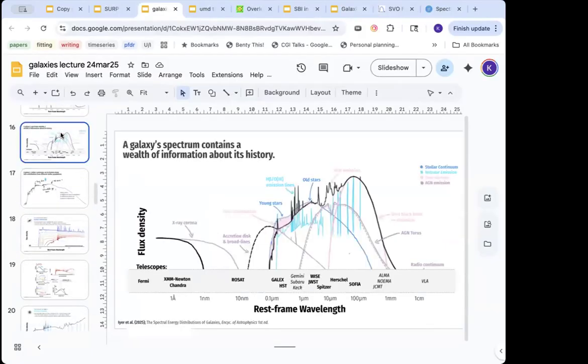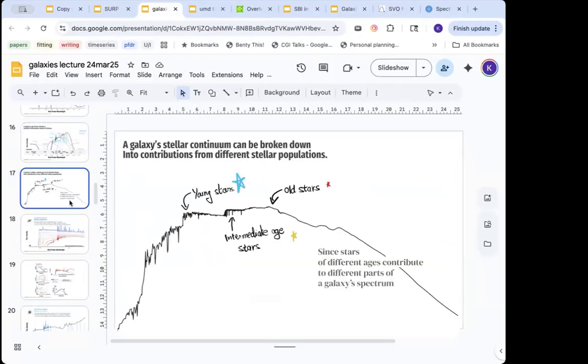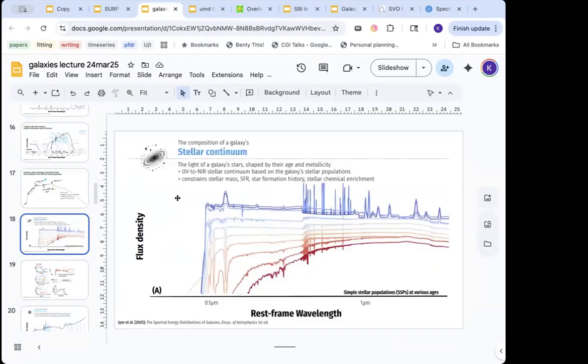So the stellar continuum contains the most information about the actual stars in the galaxy. If you can isolate that, you can basically say how many young, medium age, old stars are in the galaxy, and therefore estimate things like how massive the galaxy is and how many new stars it's forming. This is how the stellar continuum looks for stars of different ages, right? So blue is the youngest stars, red is the oldest stars. And what you see is actually the sum of all of these weighted by the number of stars in each age bin.